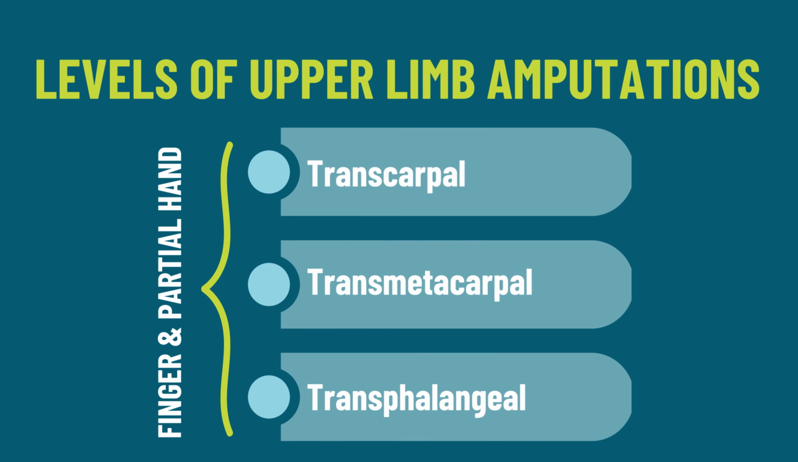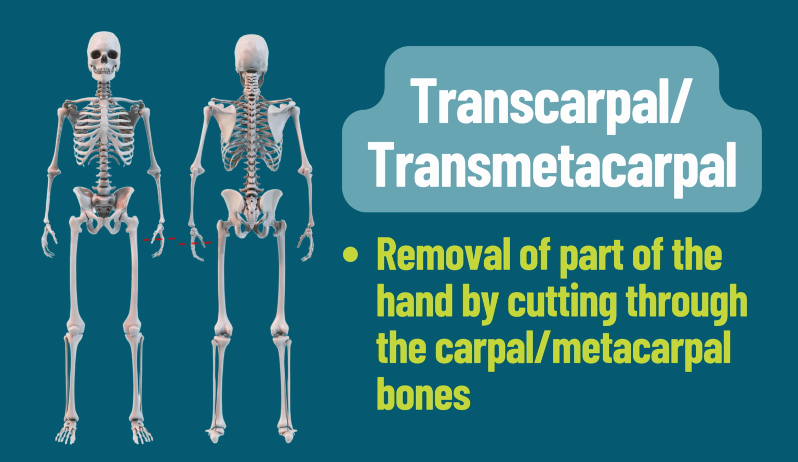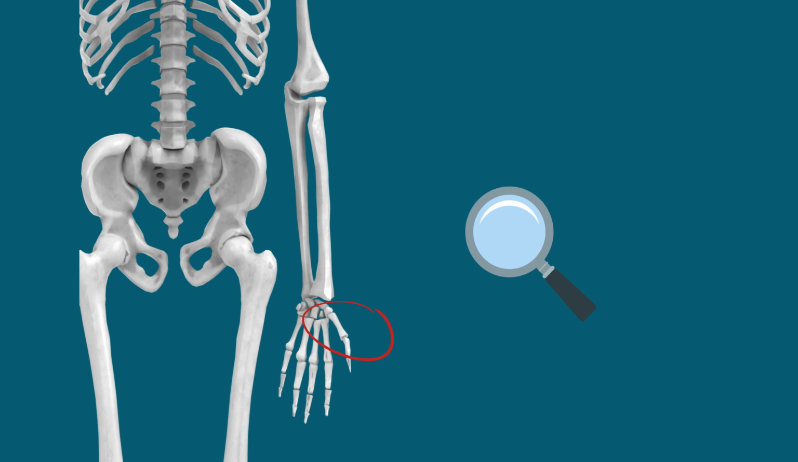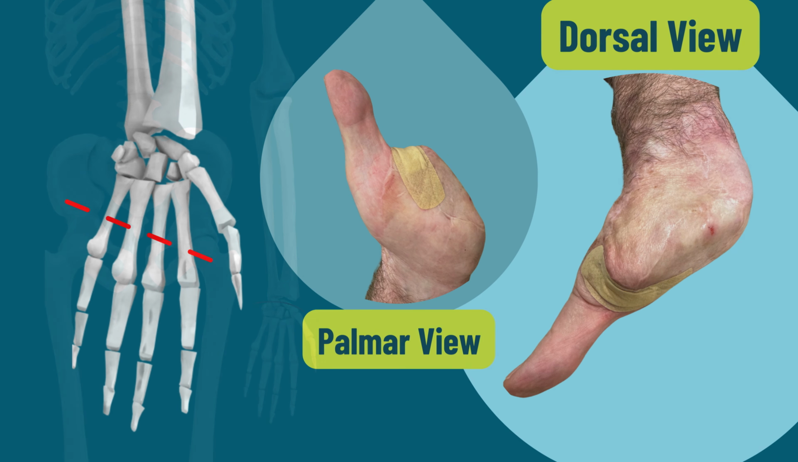Let's move on and discuss finger and partial hand level amputations. A partial hand amputation can also be described as a transcarpal or transmetacarpal level amputation. This involves the removal of part of the hand by cutting through either one or more carpal or metacarpal bones. Amputations distal to the wrist account for the majority of all traumatic amputations of the upper limb.